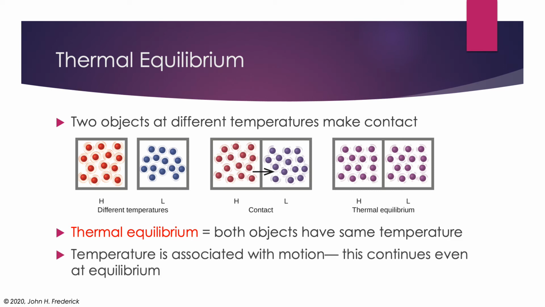Now, I want to point out that temperature is associated with motion, and this continues even when it's at equilibrium. This is the sense in which this system is a dynamic equilibrium, because the particles in these two objects are continuing to move. They're continuing to bump into each other on the boundary where they're making contact. So there's still some kind of energy exchange going on. It's just not going to be a meaningful one in the sense that these two objects will remain at the same temperature.